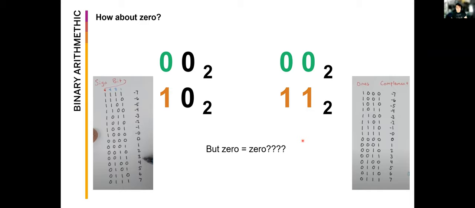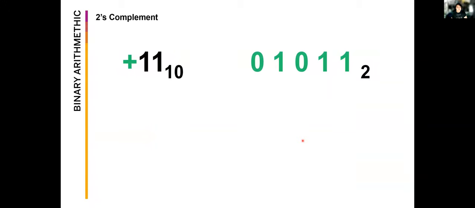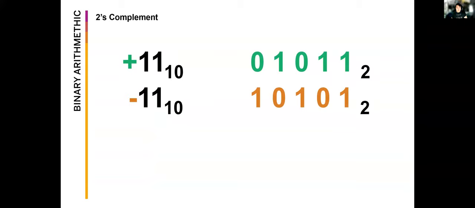We use the 2's complement, which is flipping the entire number and adding 1 to it. So we do 1's complement and then we add 1. If we go back to our example, this is positive 11, 0, 1, 0, 1, 1. We flip it. This is the 1's complement, 1, 0, 1, 0, 0. Then we add 1 at the end. So that's the 2's complement. Here, we avoid the concept of double representations for zero.